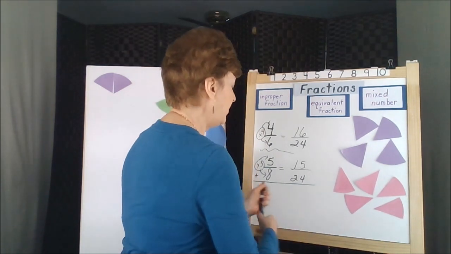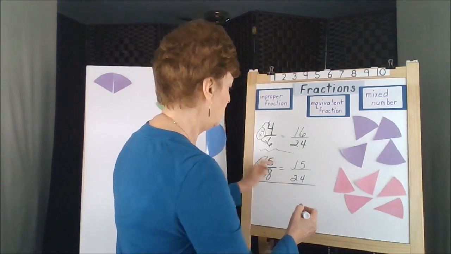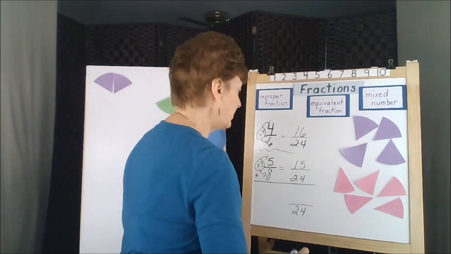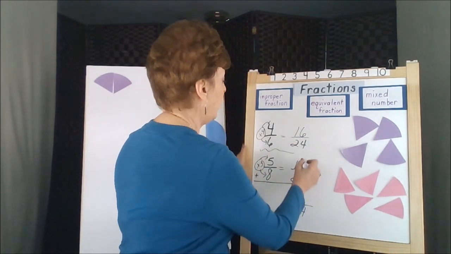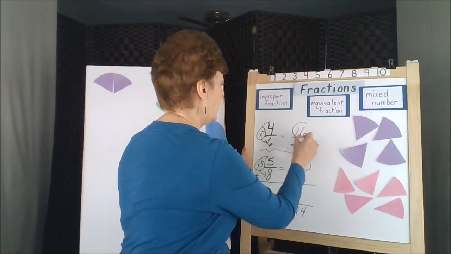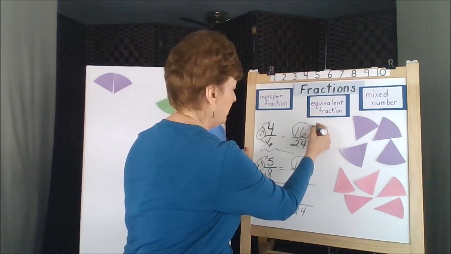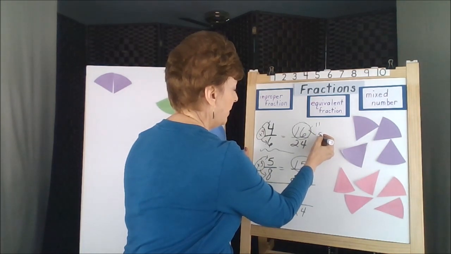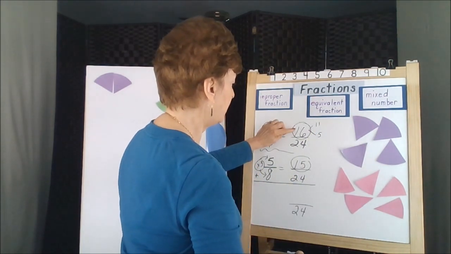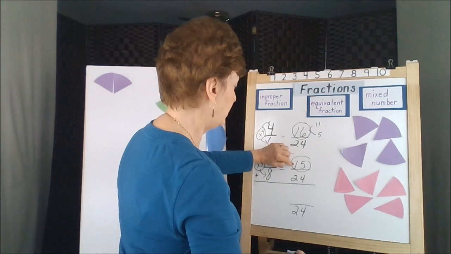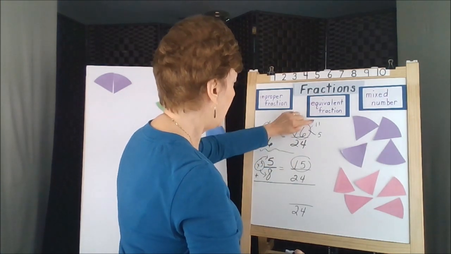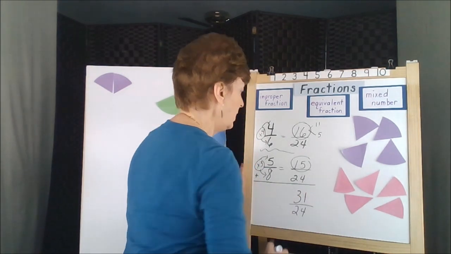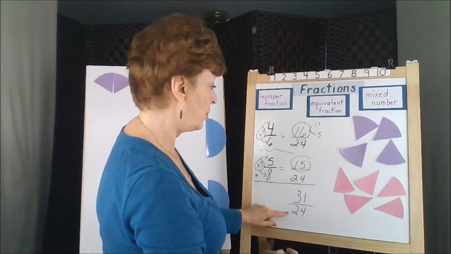Now we've got common denominators, so we can put our denominator into the answer. We just have to keep it and add our numerators. Okay, if we break this apart, we could go 11 and 5 perhaps. So we could use our 5 with the 15, that's 20, and then 11 more would be 31. So we would have 31 24ths.